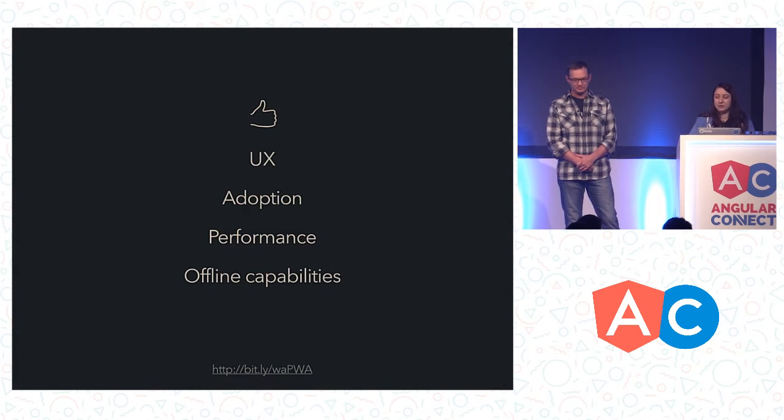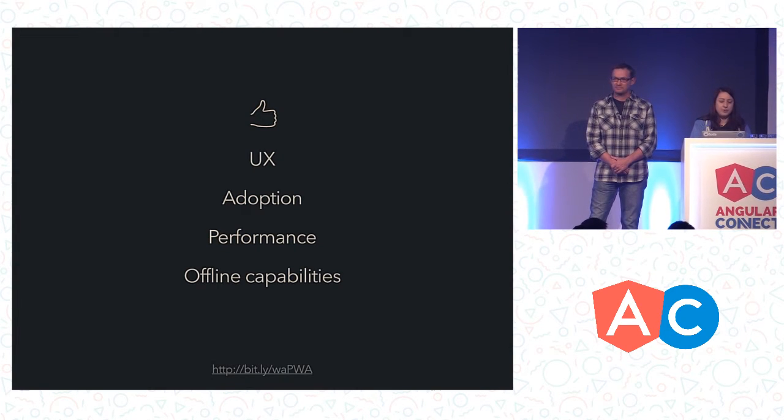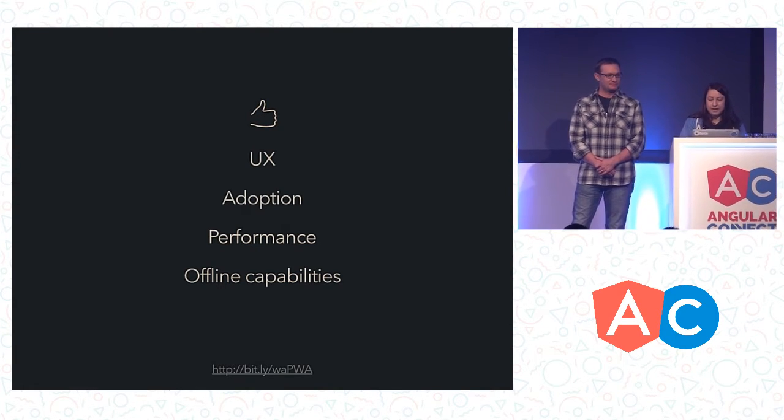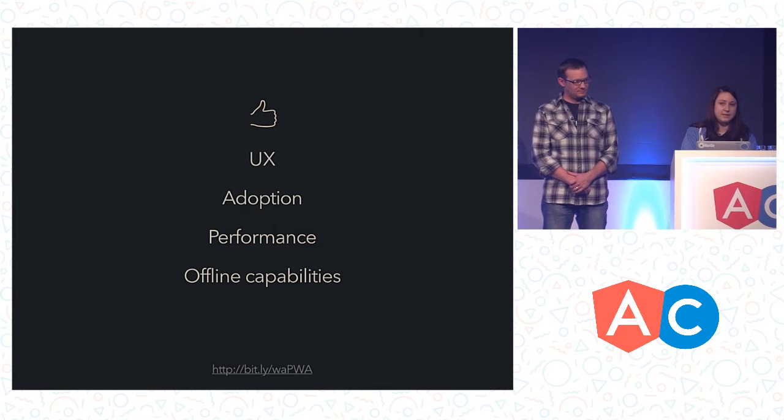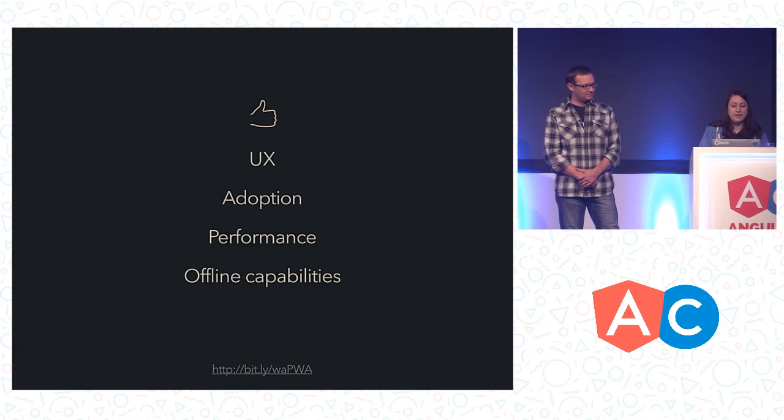They're better for adoption because your users, again, don't have to go to the App Store. They don't have to wait for it to download, wait for it to install, and then open it just to use it. They already can just go to a mobile site and then use it. And it's great for performance because of its ability to cache data and static files. And this also enables offline capabilities.